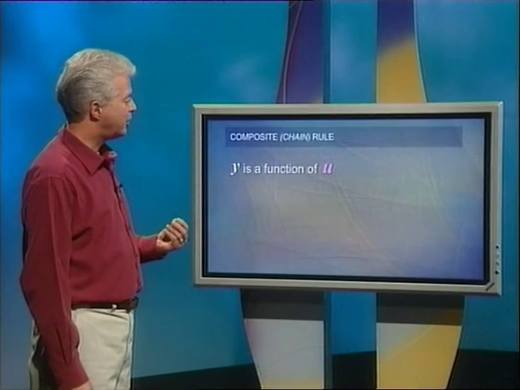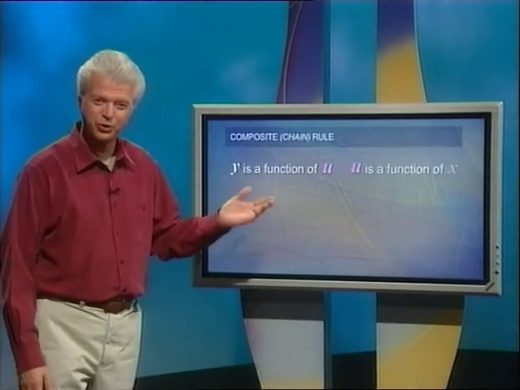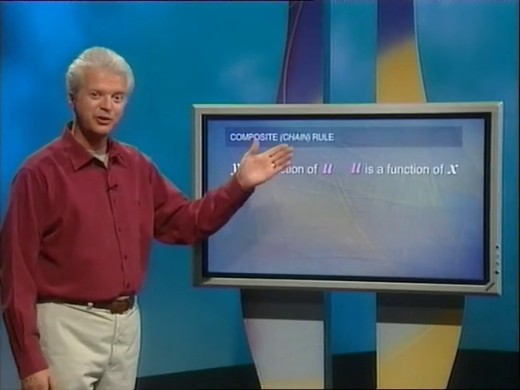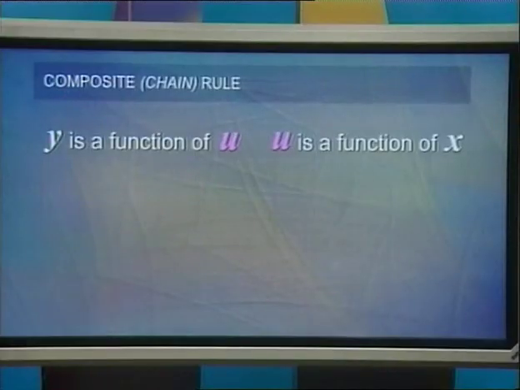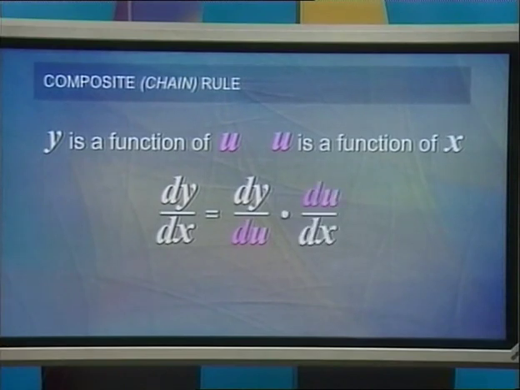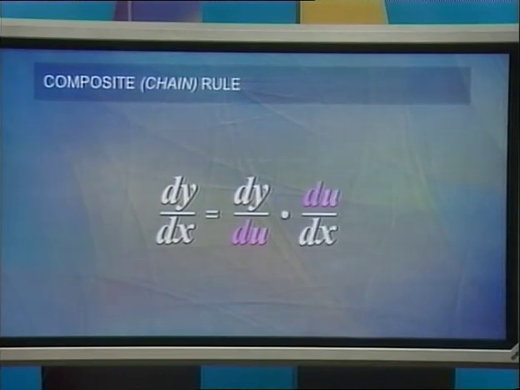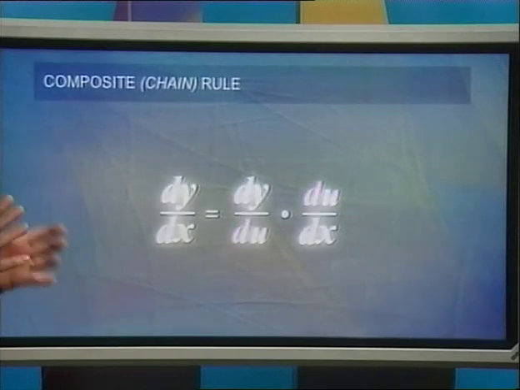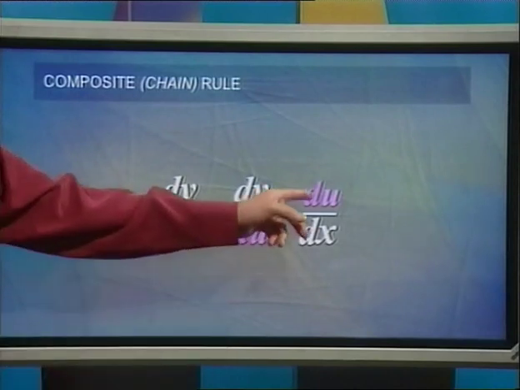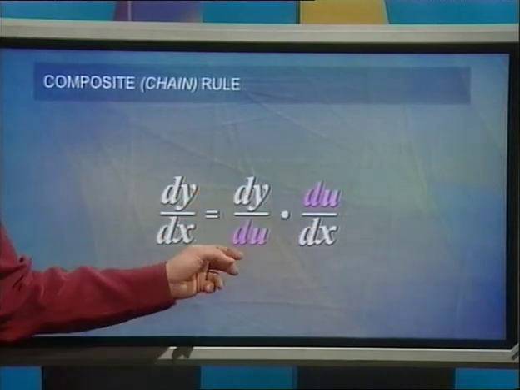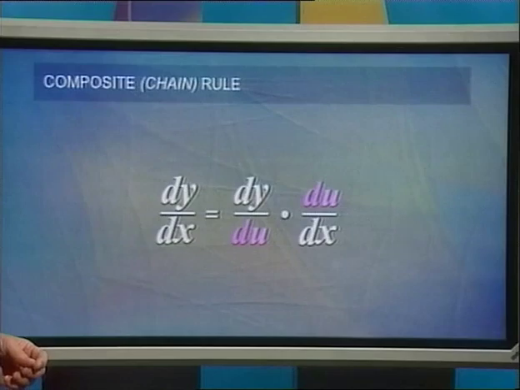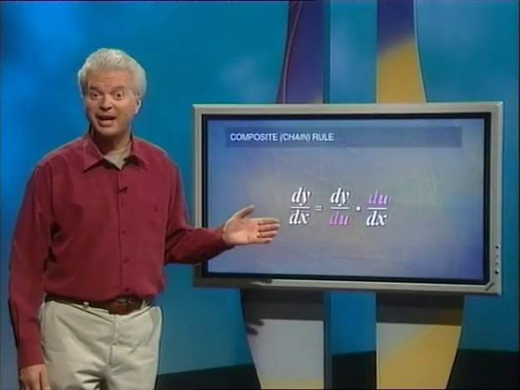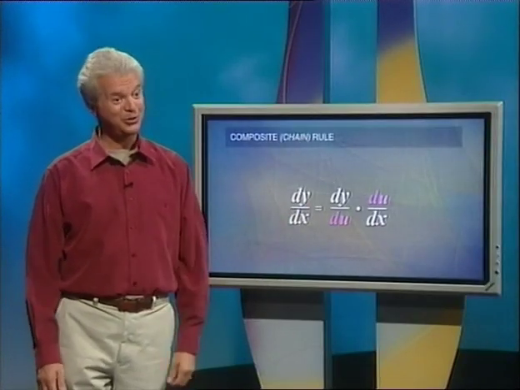And we use this rule when we have y as a function of u and u a function of x. The rule states the following, that dy by dx is dy by du times du by dx. And in fact, it's quite easy to remember this rule if you imagine the du's cancelling to leave dy by dx on the right-hand side. Now, this is not mathematically correct, but it's an aid to remembering the rule.